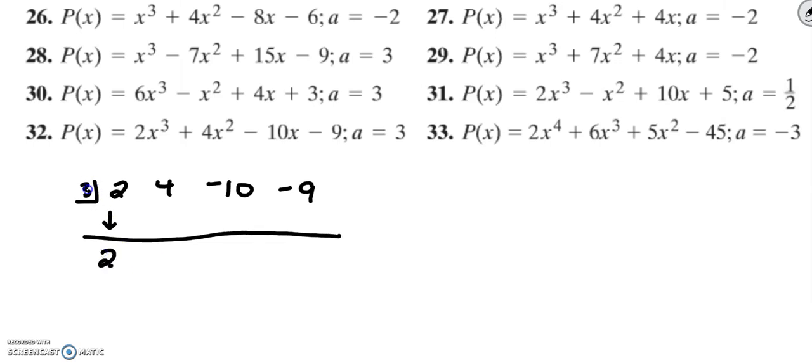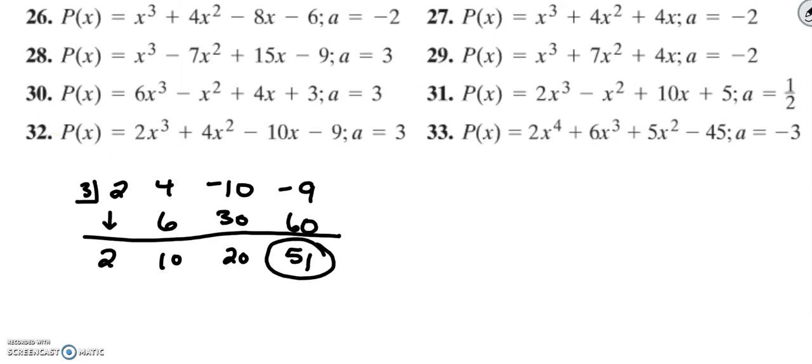Then I multiply the first term by the number on the outside. So 3 times 2 is 6. 4 plus 6 is 10. 3 times 10 is 30. -10 plus 30 is 20. 3 times 20 is 60. -9 plus 60 is 51. And so my answer is 51.